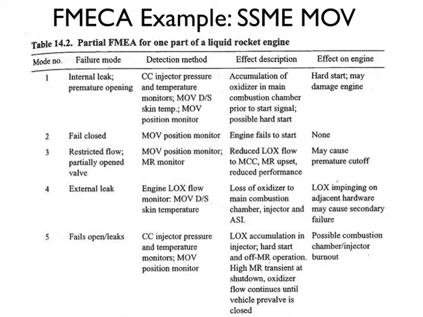The next column is a detection method. So for example, in the first failure mode of internal leak or premature opening, the detection method is CC injector pressure and temperature monitors. So those would monitor somehow if there was some sort of leak, or MOV DS skin temp, or MOV position monitor.